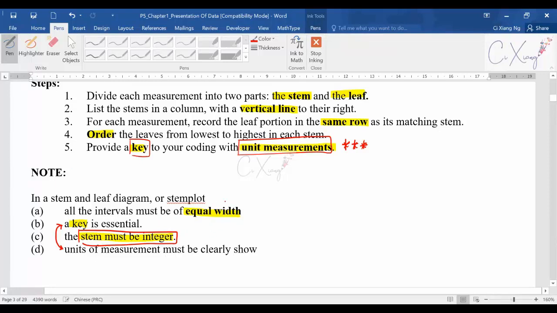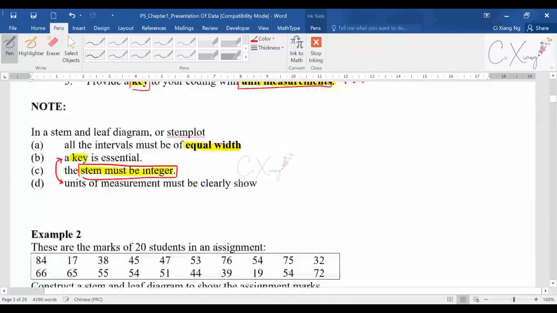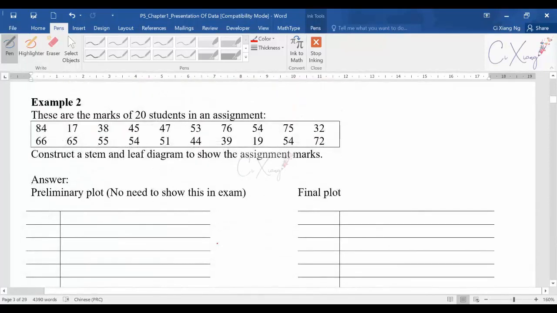Without delay, we straight away start with an example to show you how to draw the stem plot first. Then after that, you come back here. So let's have a look at example 2. They tell you that I have the marks for 20 students in an assignment, and these are the marks. Construct a stem and leaf diagram to show the assignment marks.